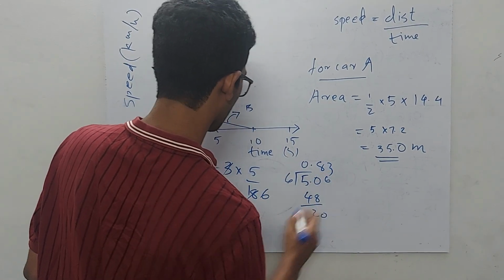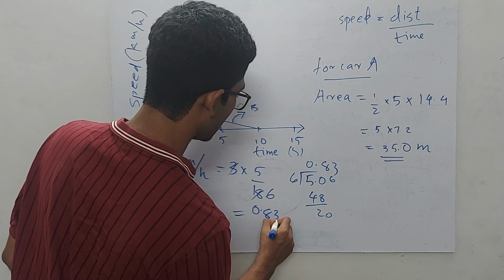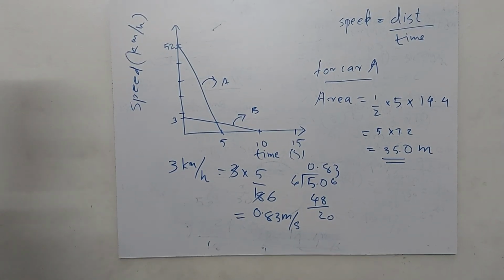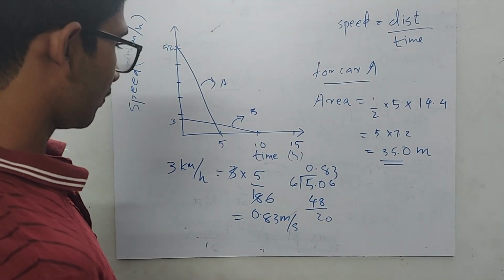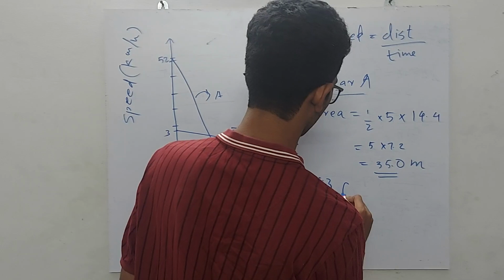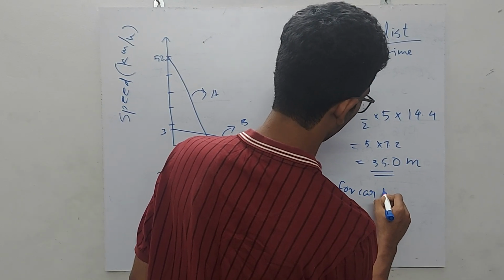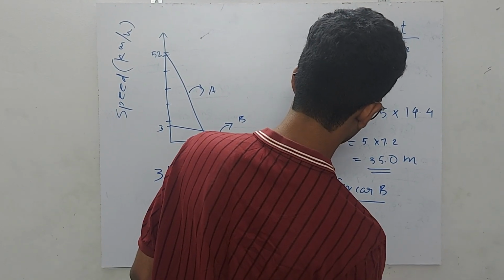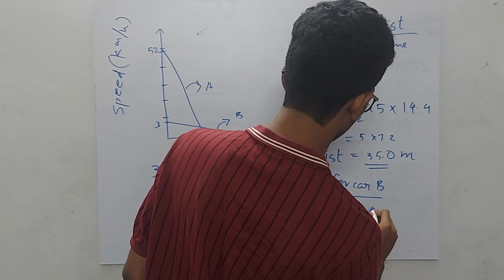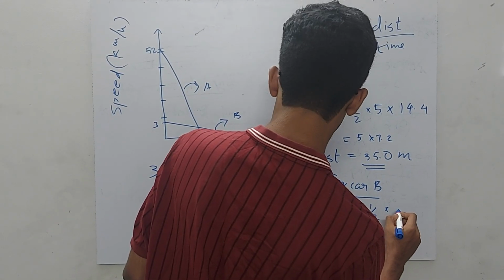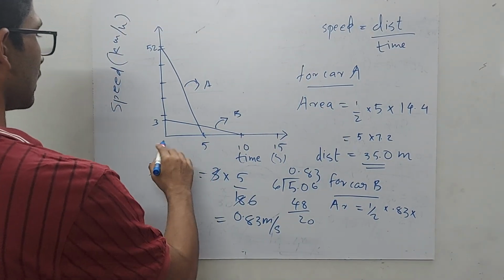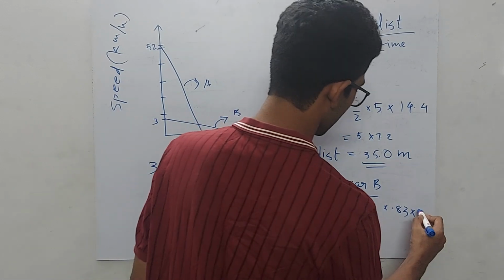Okay, that would be 0.83 meter per second, isn't it? Yes. So the area for car B would be half into 0.83 into, what is the length, 10 seconds.